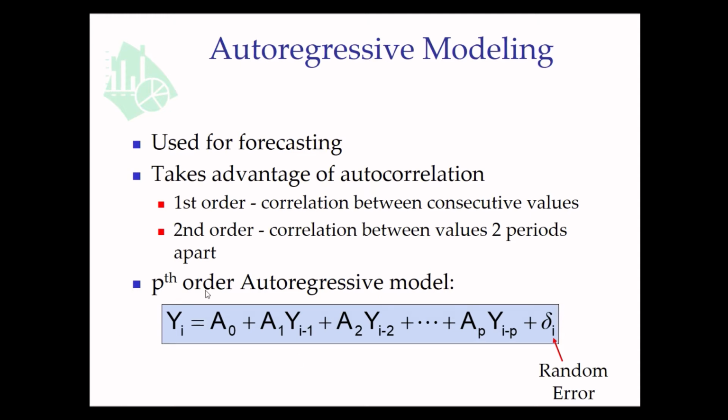For the pth-order autoregressive model, we have yi equals a0 plus a1 times yi minus 1 plus a2 times yi minus 2 plus etc. plus ap times yi minus p plus delta i, a random error term.